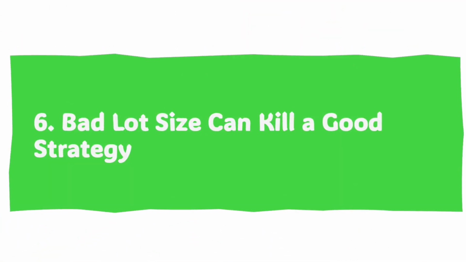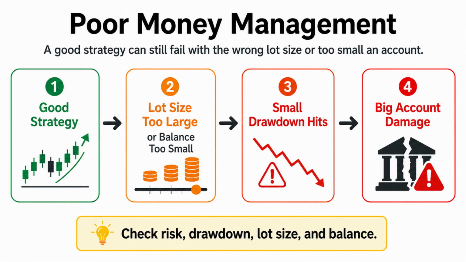6. Bad lot size can kill a good strategy. The sixth reason is poor money management. One of the biggest reasons traders lose money with EAs is lot size. Even if a strategy has an edge, if the lot size is too large for the account balance, even a small drawdown can seriously damage the account.